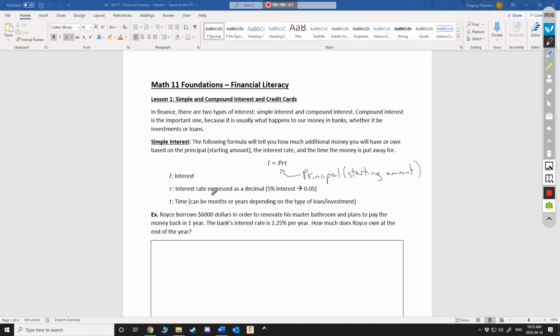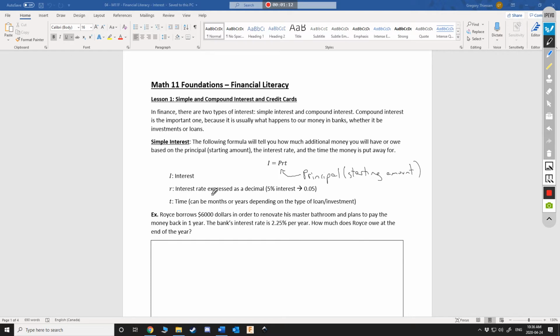Usually when we talk about interest rates, we mean percentage, but when we plug into these calculations and formulas, we need to convert it to decimal form. To convert back and forth between percentage and decimal, we either multiply or divide by 100, depending which way you're going. And T, usually we are looking at years. It can also be in months, depending on the situation.